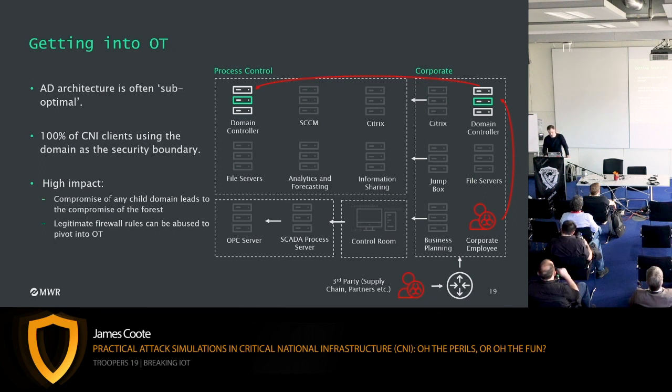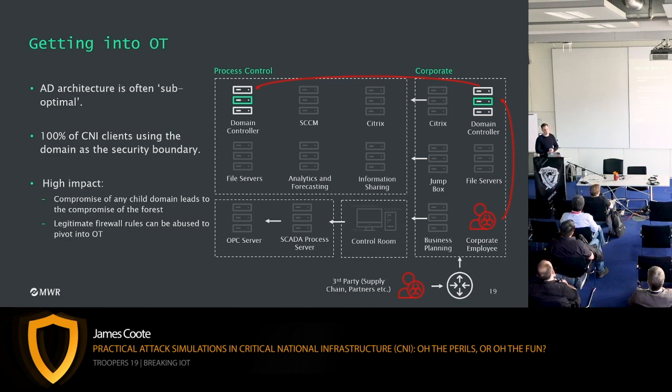Following on some of the Active Directory talks that we've had today, we often find that a CNI client's AD architecture is suboptimal. In fact, every single engagement I've been on for these, they are using the domain as the security boundary rather than the forest. So as an attacker, that's kind of got two key impacts for us.